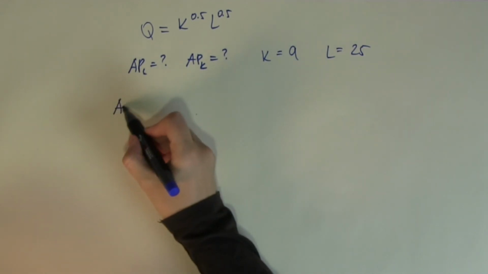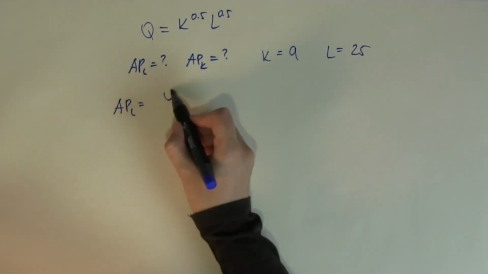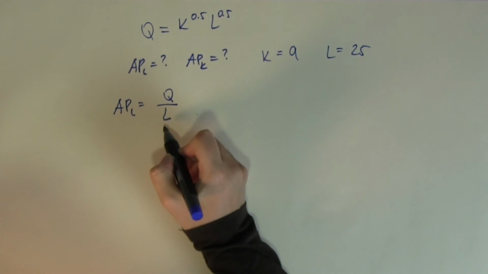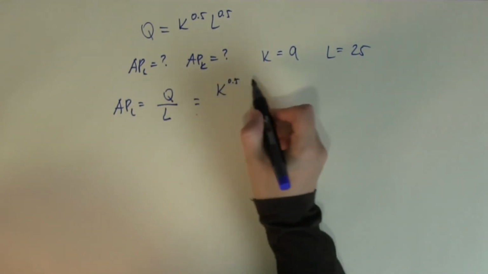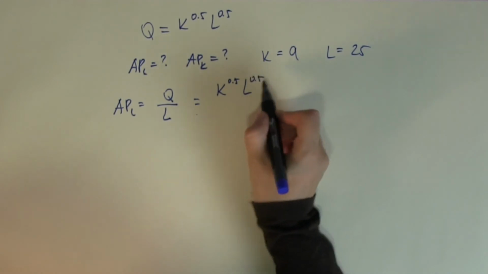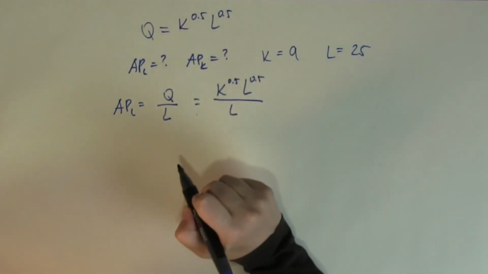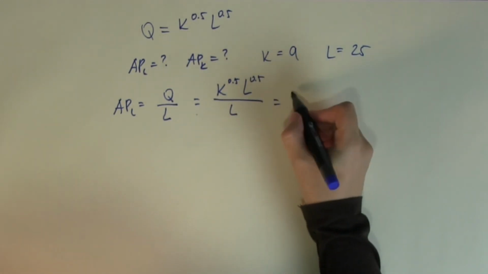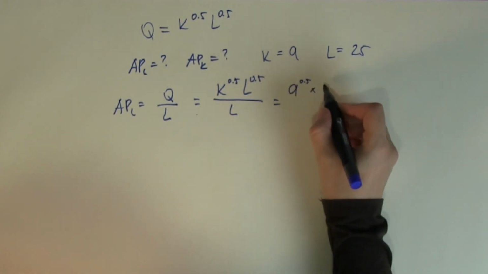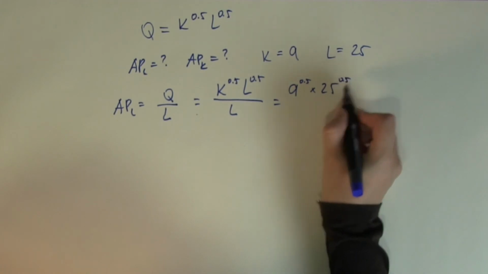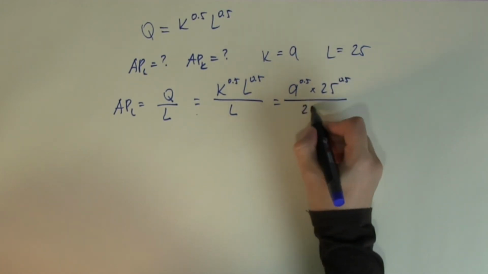So again, the average product of labor was the output divided by the labor. So the output is K to the 0.5 times L to the 0.5 divided by L. And now I know that K is 9, so it's 9 to the 0.5 times 25 to the 0.5 divided by 25.